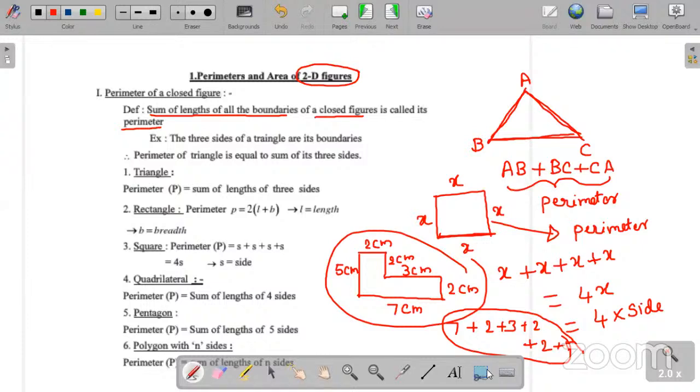Okay. Right now, let us move to the triangle. So the first figure is the triangle. Perimeter is equal to the sum of the lengths of the sides. For example, this is small a, this is small b, small c. The perimeter is equal to a plus b plus c. This a plus b plus c is denoted by 2s. So s is the semi-perimeter, half of the perimeter of the triangle.